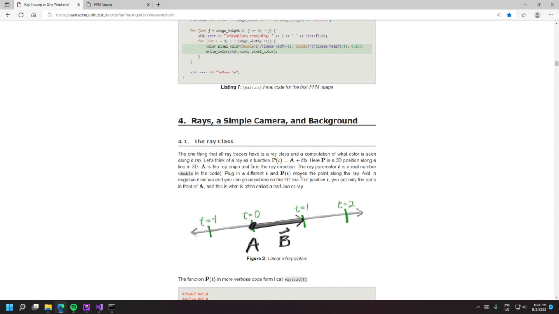And the ray parameter t is a real number, double. Plugging in a different t, P of t moves the point along the ray. Adding a negative t value and you can go anywhere on the 3D line. For positive t, you get only the part in front of A. And this is what is often called a half line or ray. Oh, okay, so if it's a ray, then it's not a line, so it only has one direction, the positive direction, but here we also mentioned that we could have the negative direction as well.